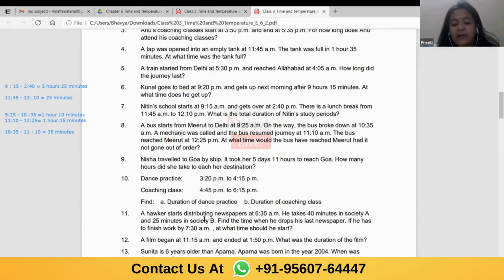Okay, so where was I? Find the time when he drops his last newspaper. So we have to find the time when he finishes the work. If he has to finish work by 7:30 a.m., at what time would he start? So there are two questions in one question only. So let's answer one by one. If the hawker starts distributing the newspapers at 6:35, he takes 40 minutes in one society and 25 minutes in another society. So what is 40 minutes plus 25 minutes?